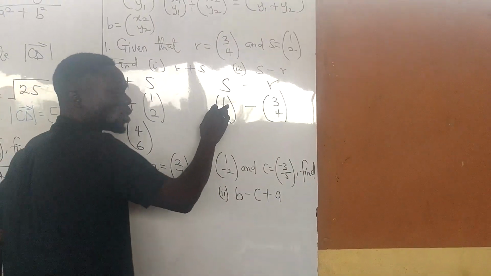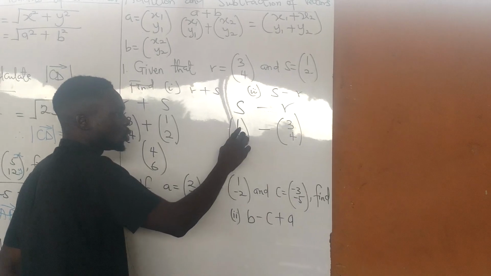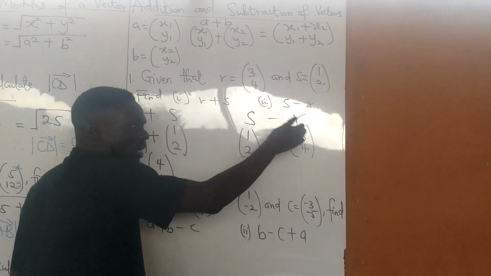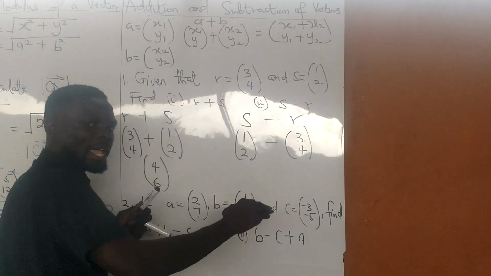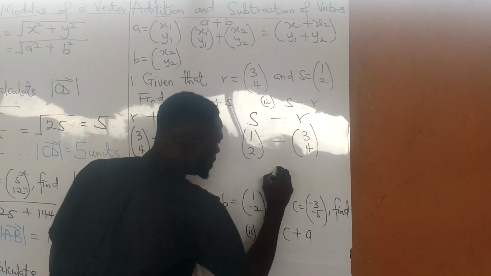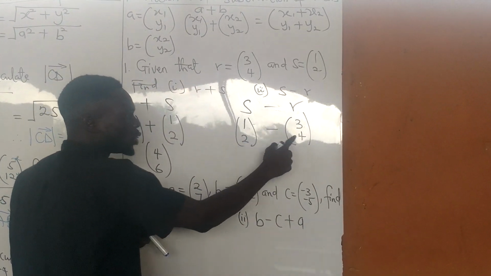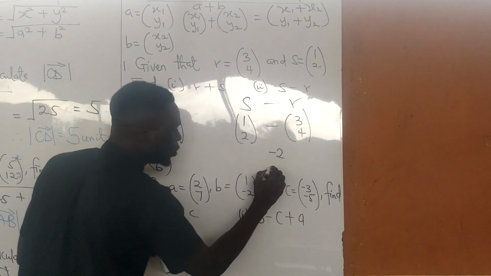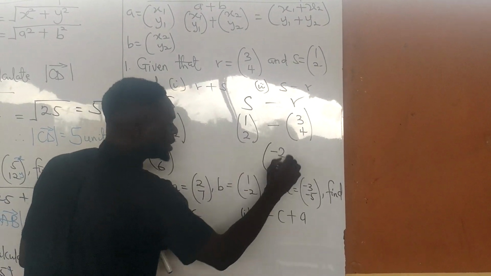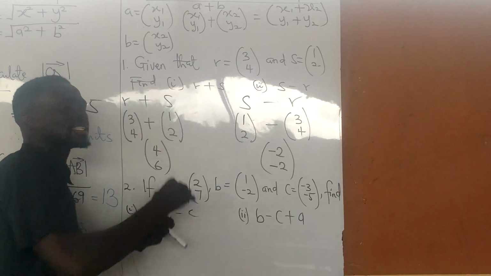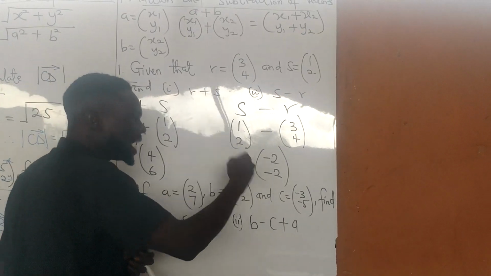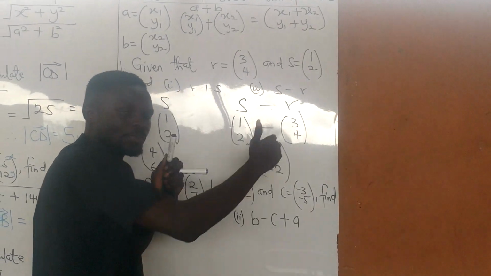So this is the x component, this is the x component. So 1 minus 3, giving you negative 2. Then 2 minus 4, giving you negative 2. So the answer for the vector s minus r is (-2, -2).